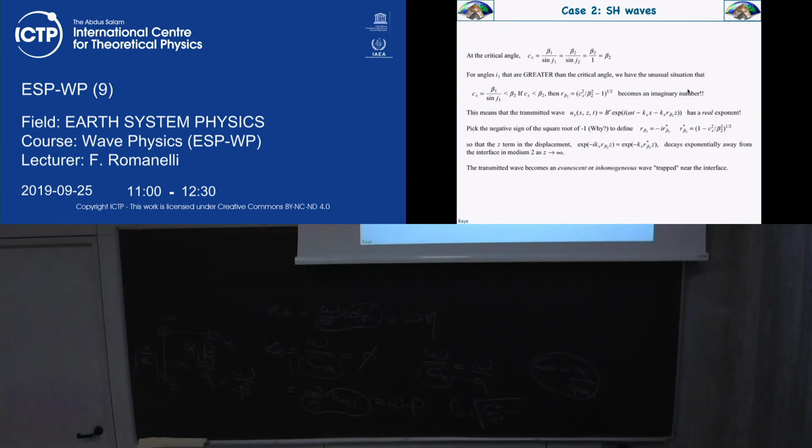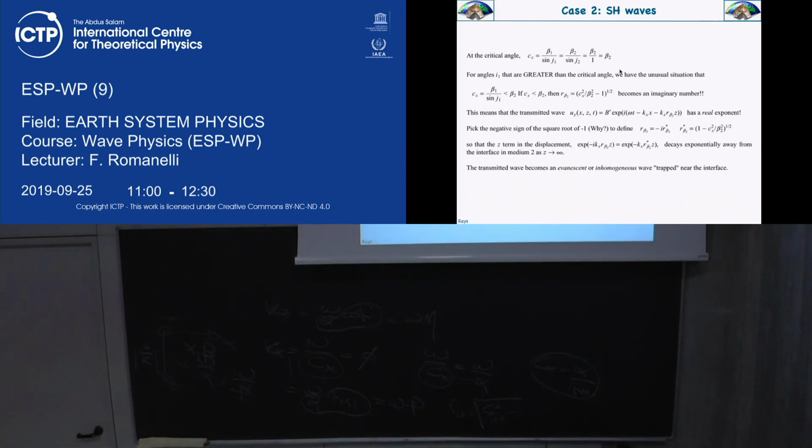Now let's give a look to what's happening here. We have something that is coming from the medium number 1, making an angle with the normal. Okay? You can imagine the wavefront from normal, tilting, 60. So it's incoming like that.